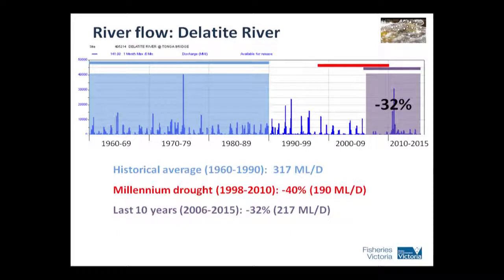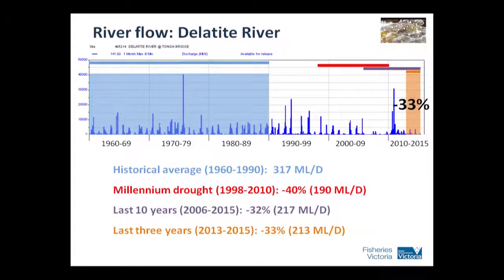What happened over the last 10 years? Well, even though we're spanning half the drought to the present day, we still see that flows are about 30% below the long-term average, so it's still dry. What if we go to the last 3 years, over this period where we know the fisheries had this hit? What's happening? We're 33% less water in the stream compared to the long-term average.